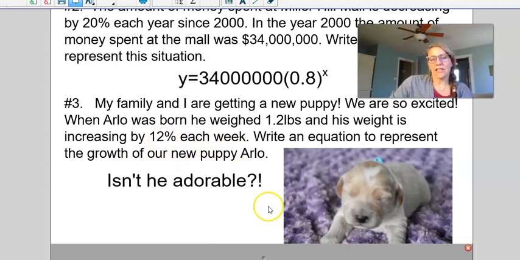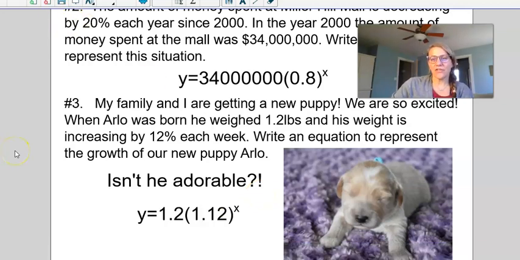When Arlo was born, he was 1.2 pounds, and honestly, I have no idea if this is true at all. And his weight is increasing by 12% each week. So write an equation for what's happening with Arlo. Here's the equation that is represented by what's happening with Arlo here. 1.2 times 1.12 to the power of x, because this is our 12% increase, and this is his starting weight.